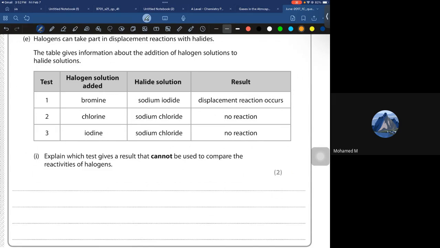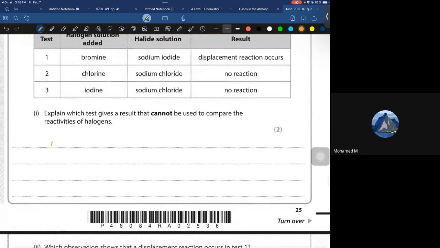Obviously, this is reaction 2, because they are the same thing. How are you going to compare the reactivity? They are the same, they are chlorine. Between what are you going to do a comparison? Obviously, you need to compare two different halogens. Let's suppose you have chlorine and bromine, bromine and iodine. So they are the same thing, so you will write that it is test 2.